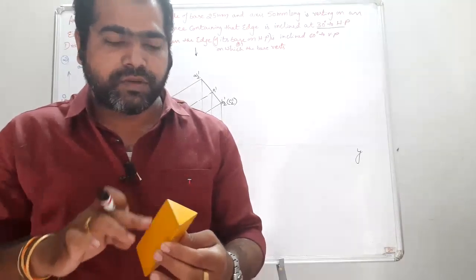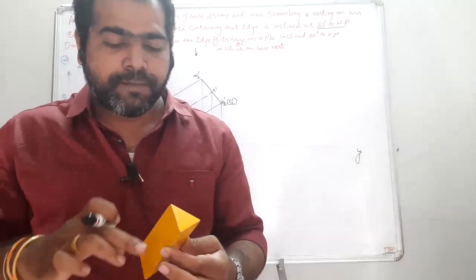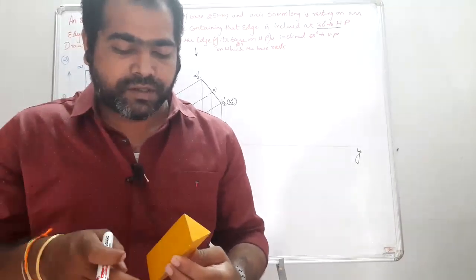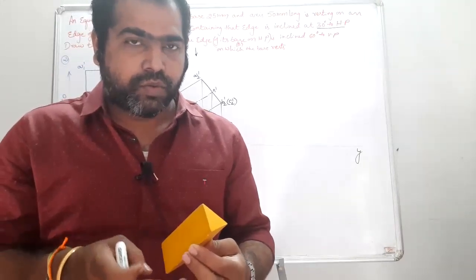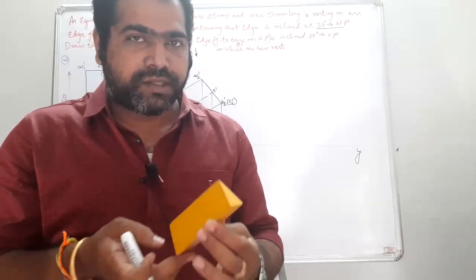So PA line is going to be the solid line. Okay, and when I'm going to see here, these corners are going to be, so only this edge is going to be invisible and remaining all are going to be visible.